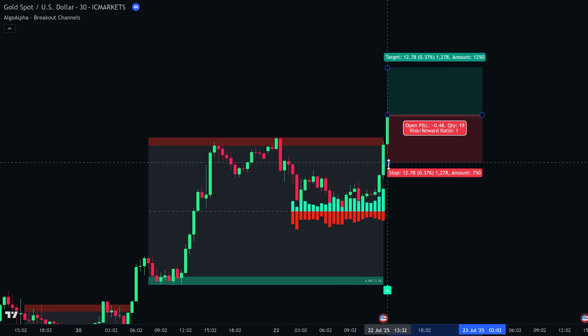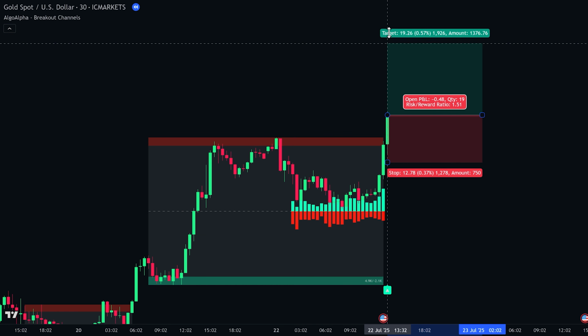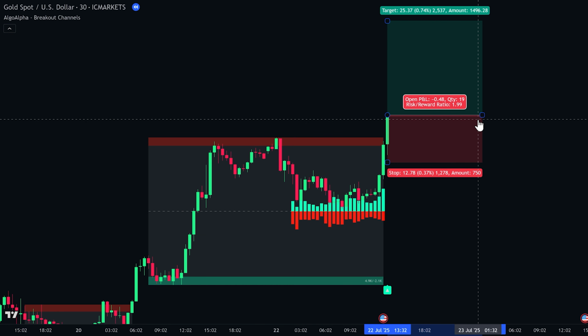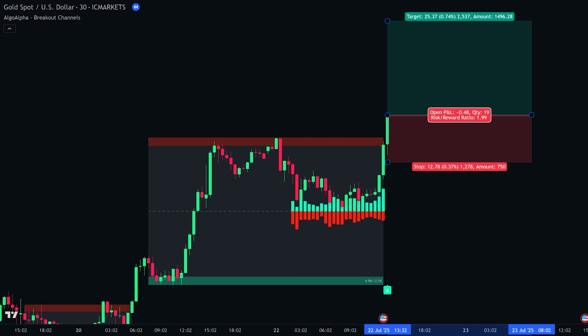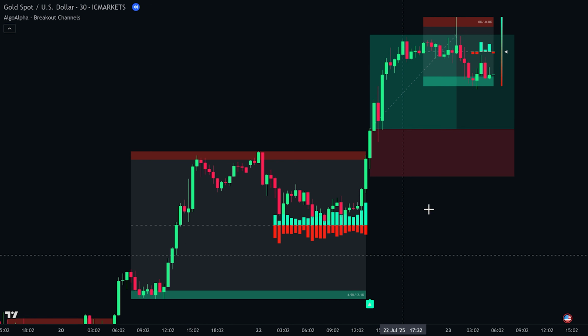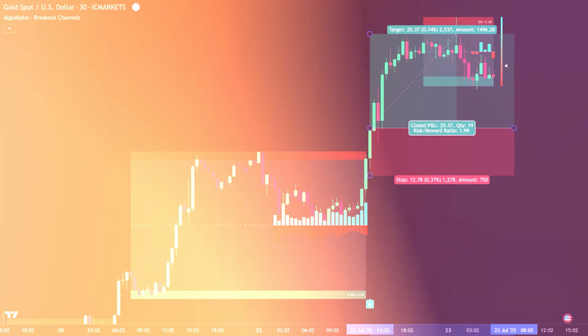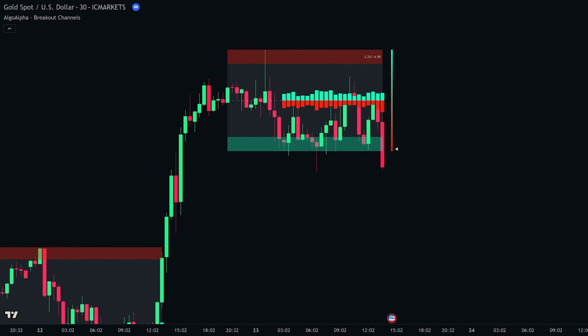Stop below the breakout candle, and aim for continuation beyond the box size. In this example, you can see that after the entry, price moved exactly as expected and hit our take profit target. The sell version works exactly the same way.